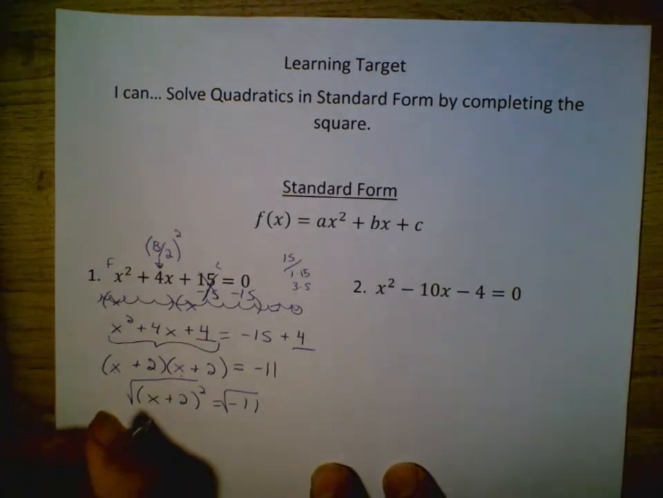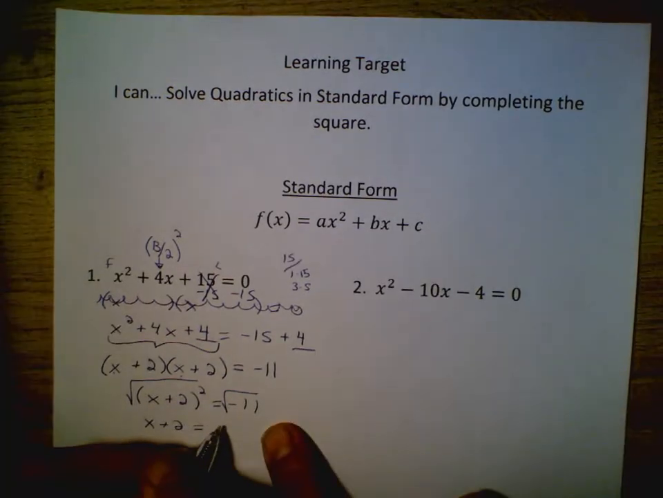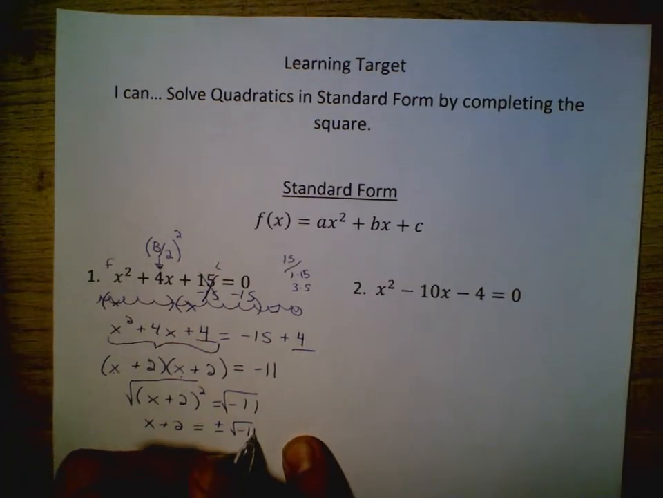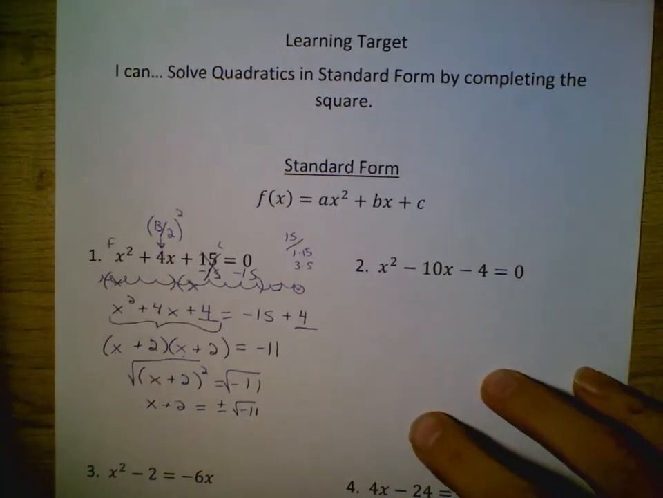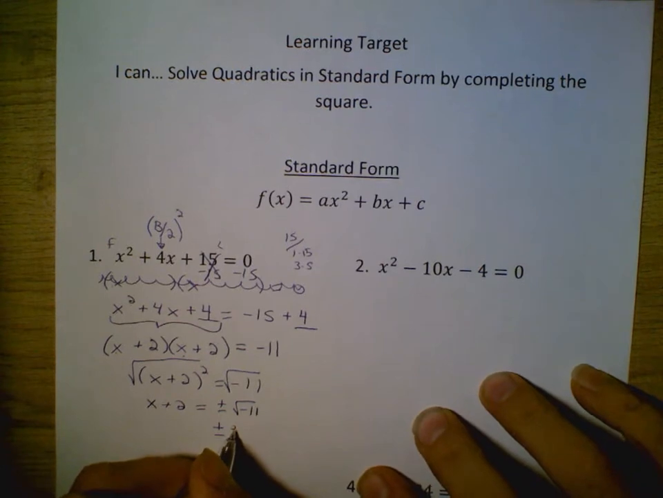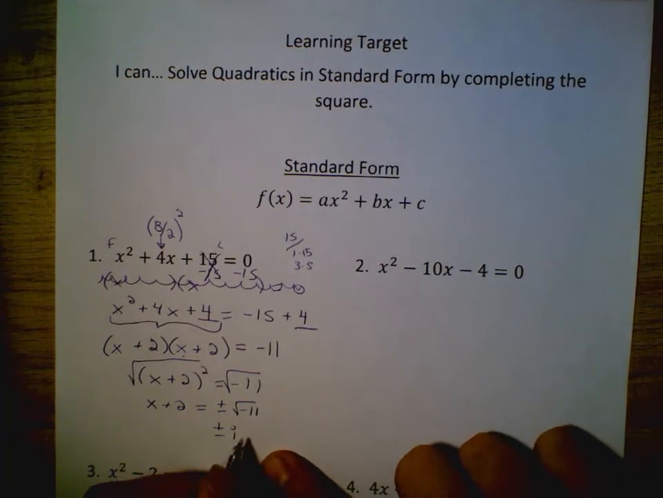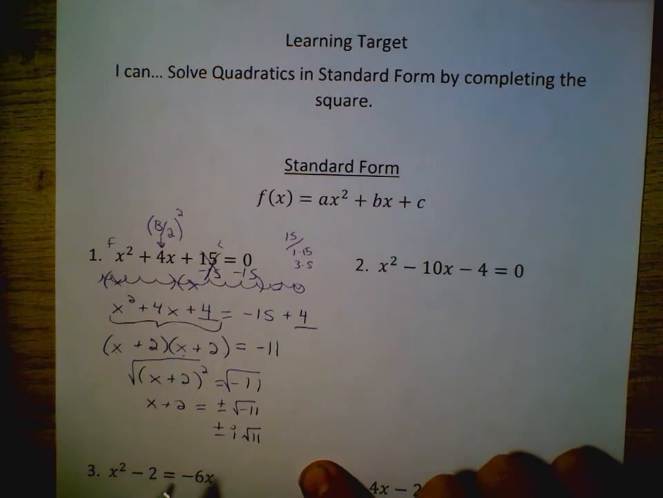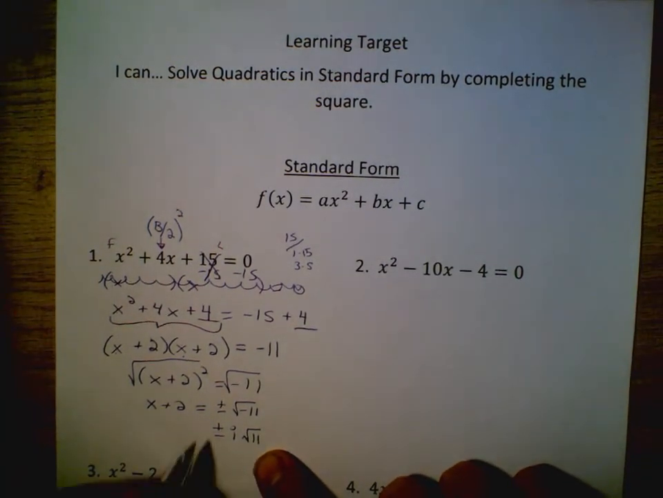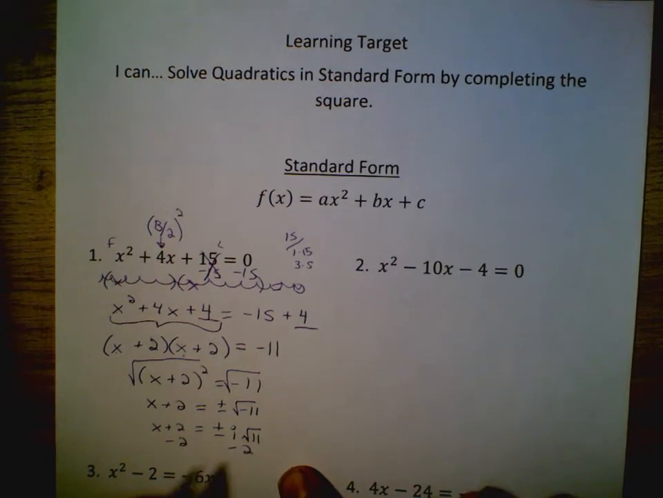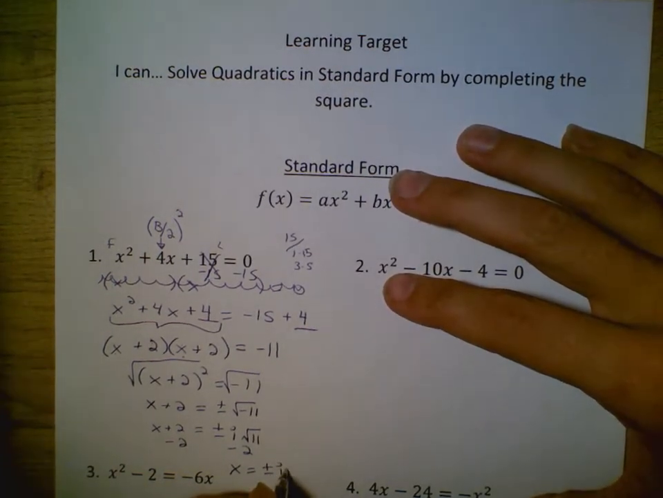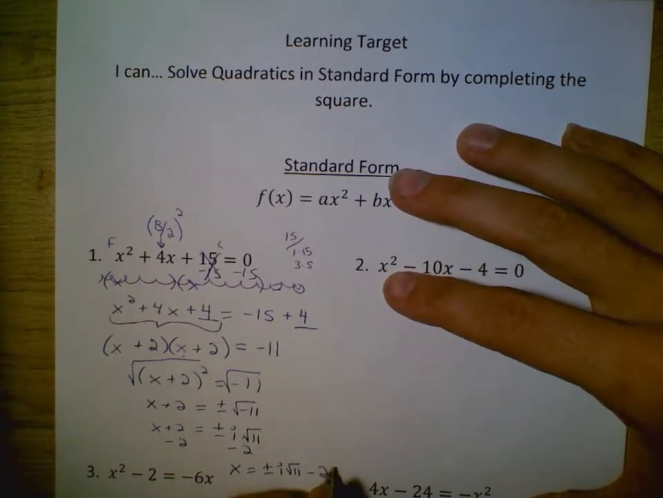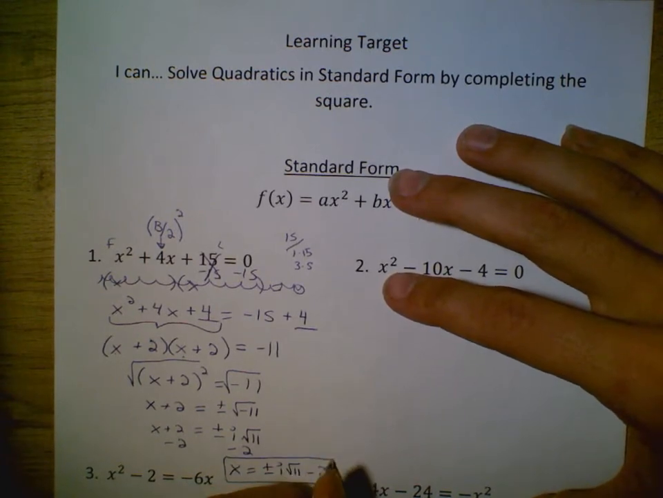That'll give me x plus 2 equals plus or minus the square root of negative 11. Now remember, negative square roots are imaginary numbers, so I can simplify that by pulling out the i, the imaginary number, and leaving the square root of 11 underneath the square root. And then that equals x plus 2. And then my last step is just to subtract 2 from both sides. So my final answer is going to be x equals plus or minus i times the square root of 11 minus 2. And that is my final answer.